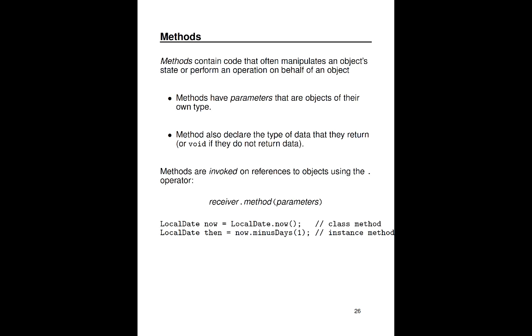Now, methods are code that executes, and what the code often does is manipulate something about an object, maybe change its state or perform some other operation on behalf of that object. Again, objects have behavior that is expressed as methods. Methods can have parameters that provide information to the method, and they can also declare they return some value, so they have a return type. If a method doesn't return any data, it has a return type of void.